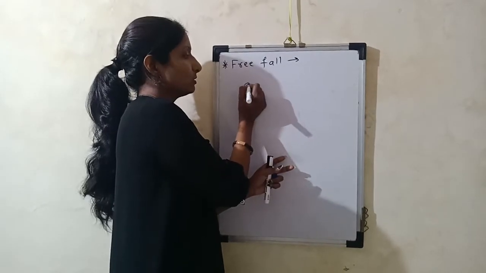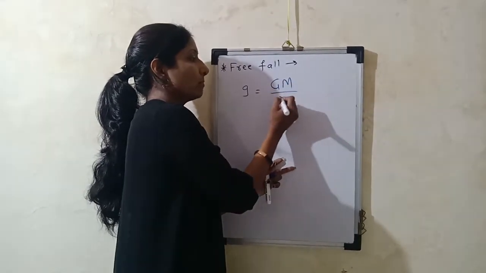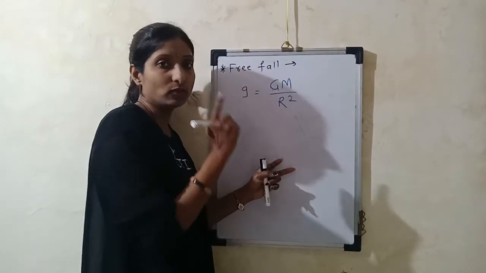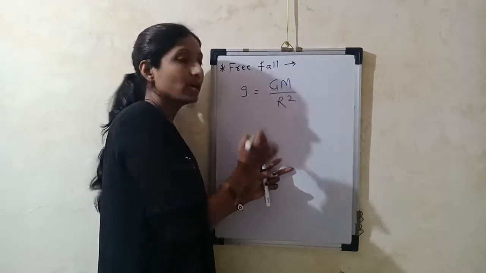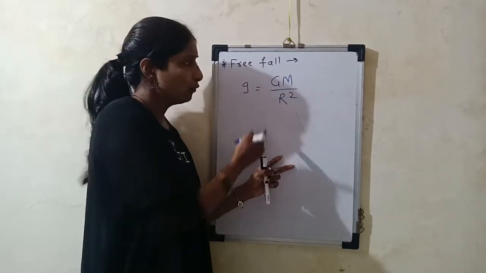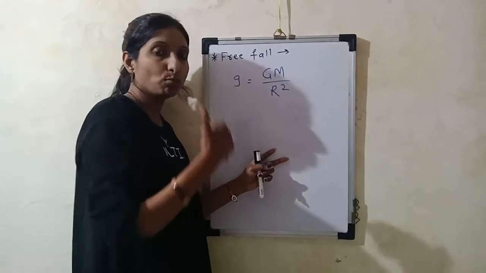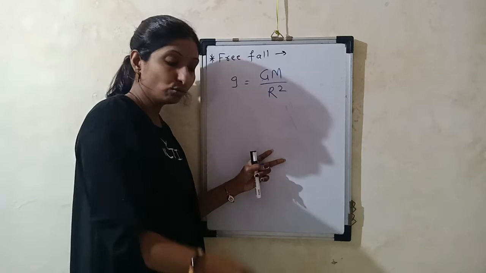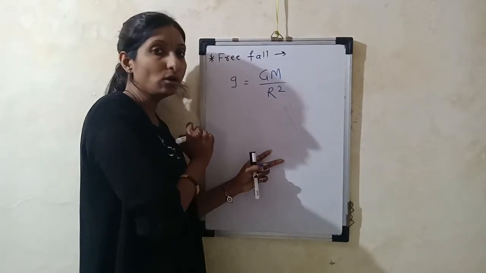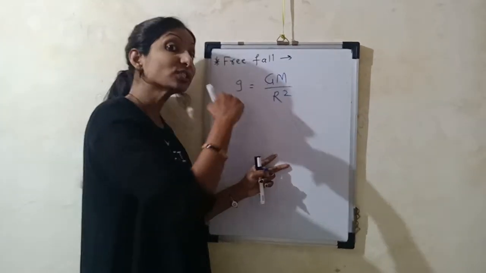It is denoted as small g and its formula is g = GM/r², where G is the universal constant of gravitation, M is the mass of earth and r is the radius of the earth. Right? If you see here, the acceleration due to gravity means the motion present in the body due to earth's gravitational force, right, is called as acceleration due to gravity. It is independent of the mass of the object.